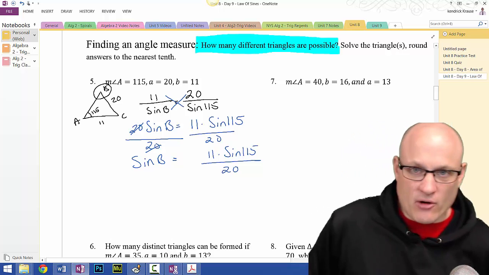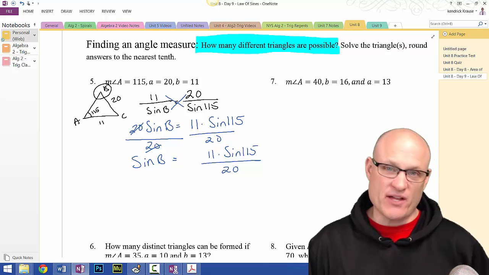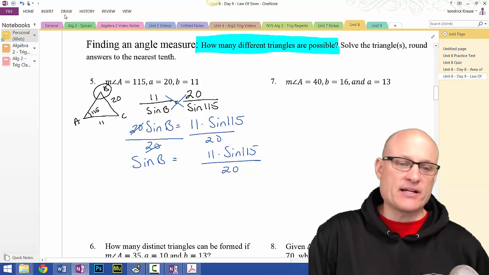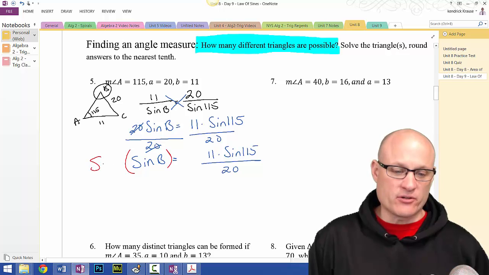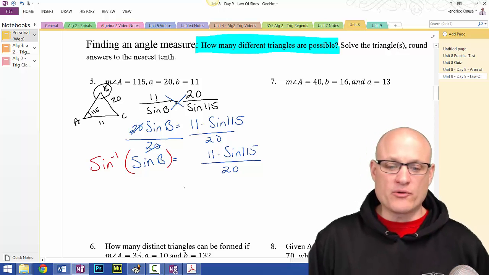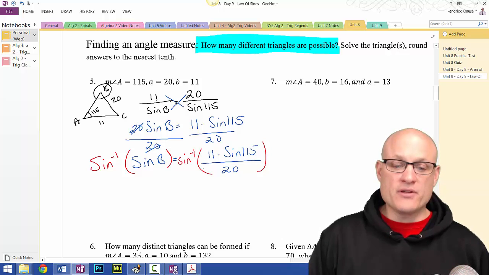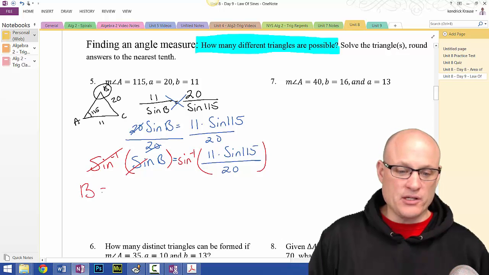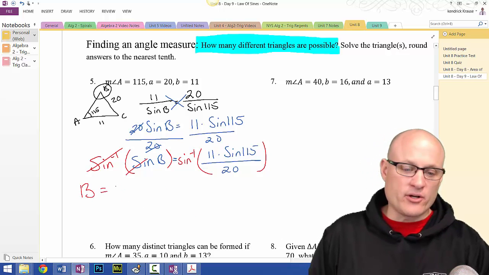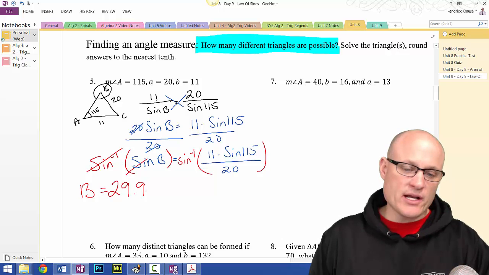Now I need to solve for B. I need to get B all by itself. You can't divide by the word sine. We've done this a million times. In order to find an angle, you need to use the inverse trig function. And what you do is take the inverse or the arc sine of both sides. The arc sine and sine cancel each other out. And so I get B equals, and if you put this in your calculator, I already know the answer: 29.9 degrees. I've already done that problem enough. 29.9 degrees, which is approximately 30 degrees.